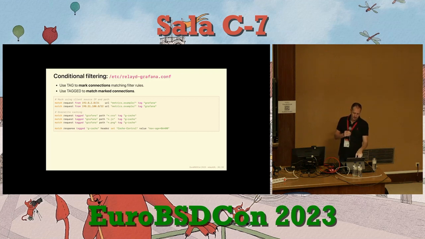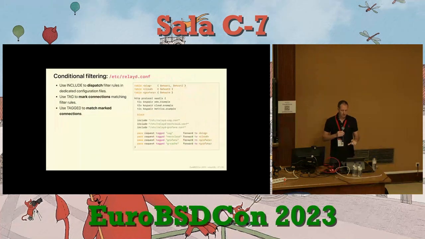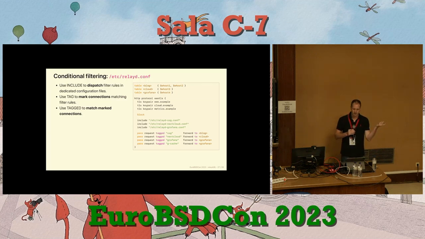This is why the cache control header is applied to the HTTP requests that are tagged Gcache and not the ones that were tagged Grafana. So when you've done this with all your files, you can go back to your standard relayd.conf, and then you just have the includes in the middle. So you'll get the same table definitions. In the protocol section, you define the whole set of TLS certificates that you have. Then you include the configuration that you've set, and then you do the pass request.